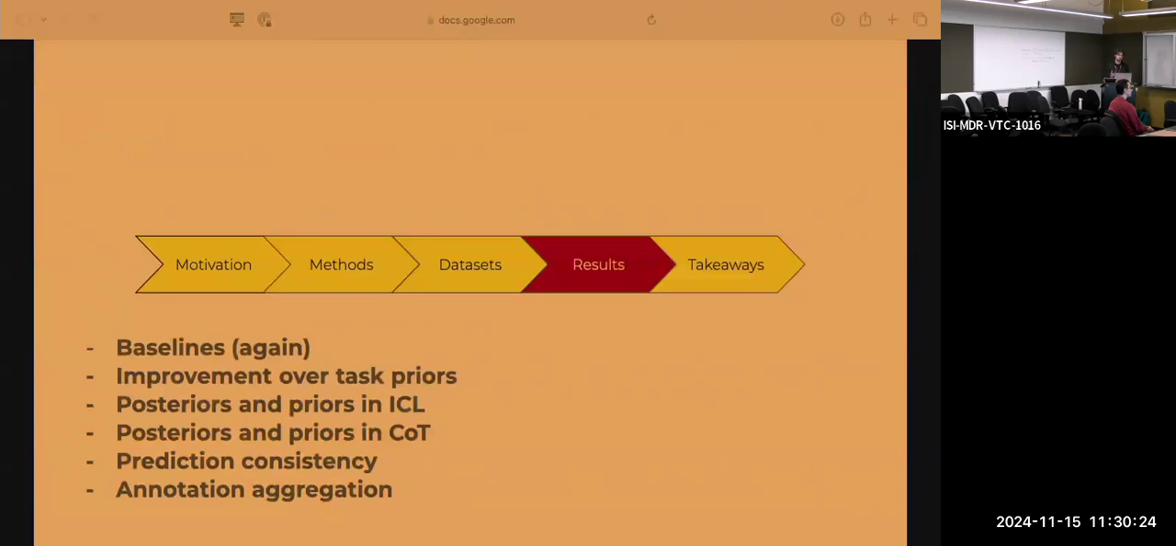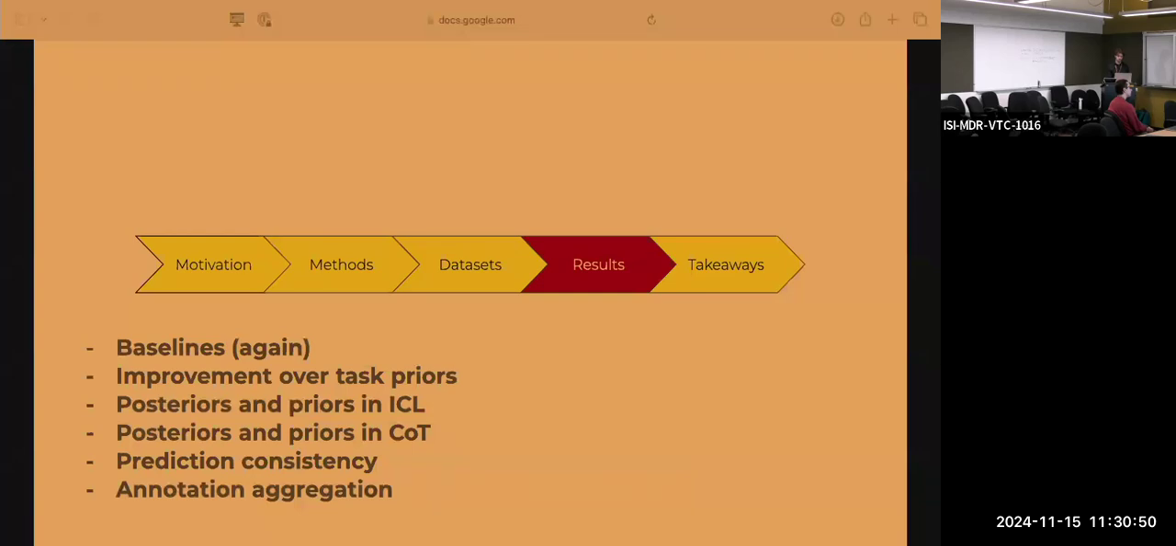So for the results, I'm first going to show the baselines again as an extra benchmark. And then we're going to talk about how much we actually improve from the priors of the model when we provide gold labels. We're going to compare the posteriors and the priors in in-context learning and chain of thought. And we're going to look finally at the confounding factors, which are potentially consistency and potentially the aggregation of the annotations.